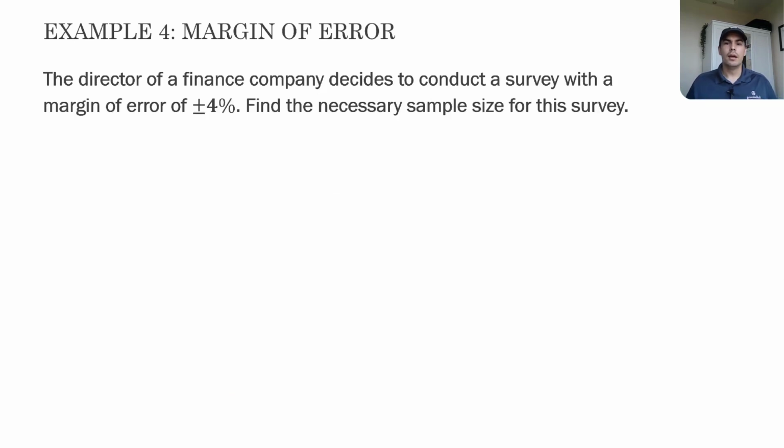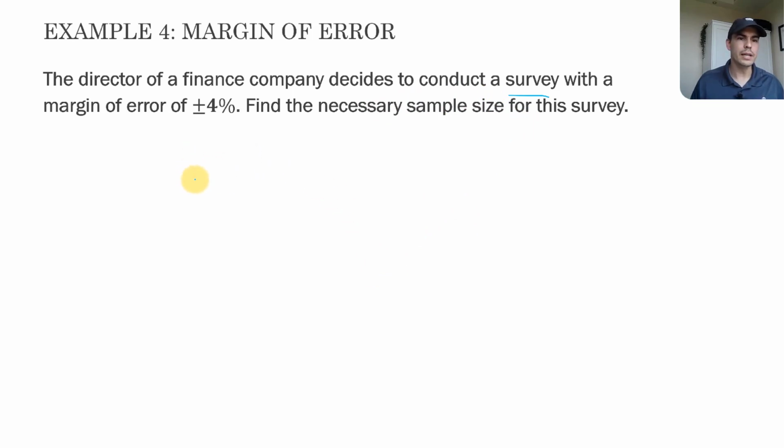All right, last example here, looking at margin of error, we have a study or a survey that we want to conduct, and we want a margin of error of plus or minus 4%. Now, 4% is pretty low, so really anything in between 4 and 8% is considered a pretty good margin of error. So if we want a margin of error of plus or minus 4%, we need to find the necessary sample size for our survey.